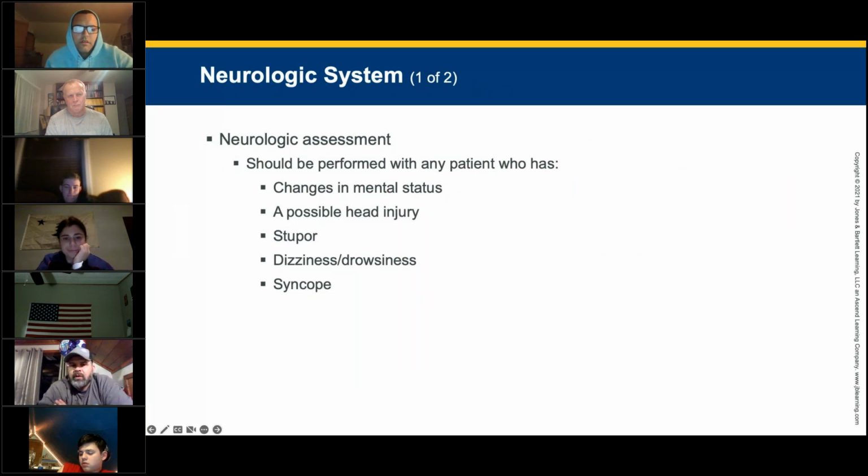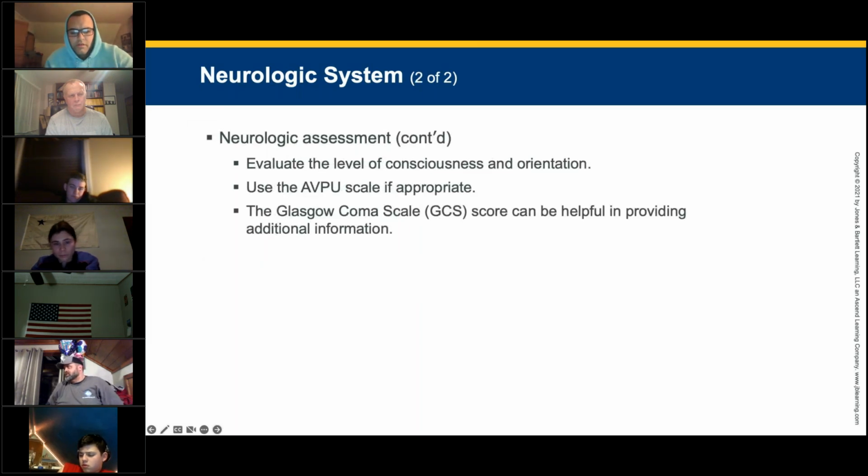The neurologic system. You're going to want to assess this for any patient who has a change in mental status, a patient that might have a head injury, a patient with dizziness or drowsiness, or a patient with syncope, or a patient that's passed out. Evaluate their level of consciousness and their orientation.